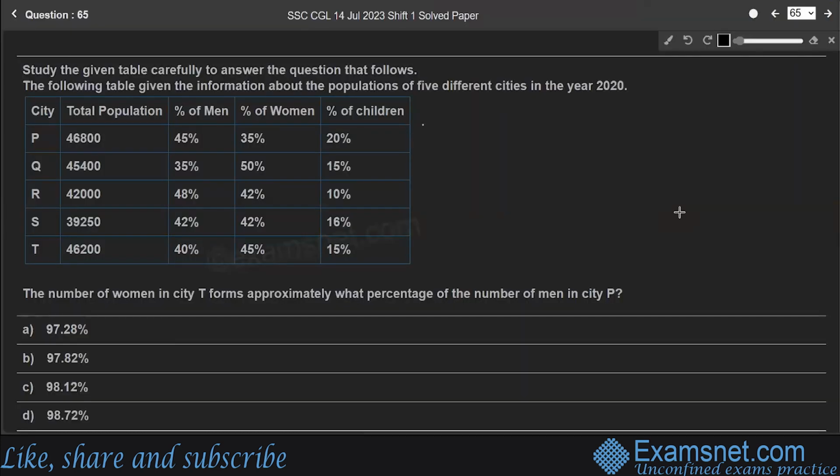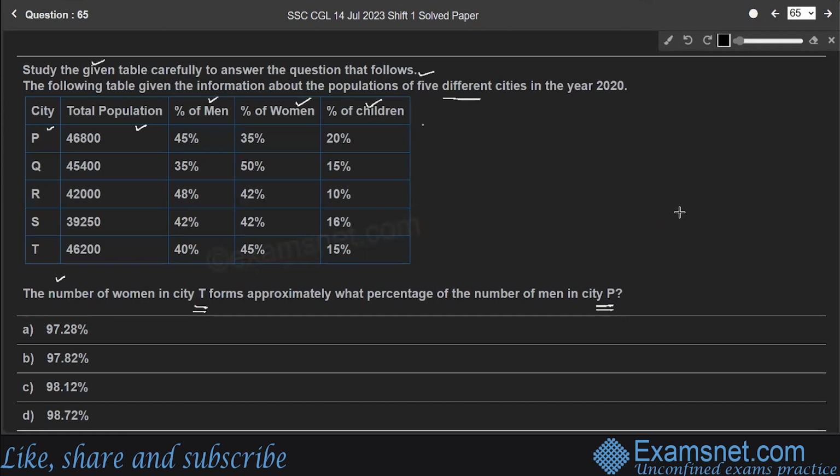Question 65. Study the given table carefully to answer the questions that follow. The following table gives the information about the populations of 5 different cities in the year 2020. So 5 different cities have been given, P, Q, R, S, T, and their populations and percentage of men and women and percentage of children, right, are given. So here the question is the number of women in city T forms approximately what percentage of number of men in city P?